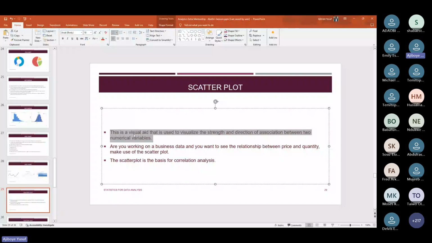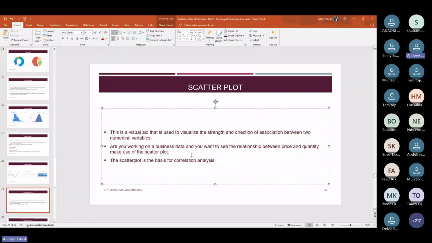So are you working on business data and you want to see the relationship between price and quantity? You are going to be making use of a scatter plot. Now, the scatter plot is the basis for regression and correlation analysis. People in research and machine learning will understand this better because we use it a lot. So this is what a scatter plot looks like.